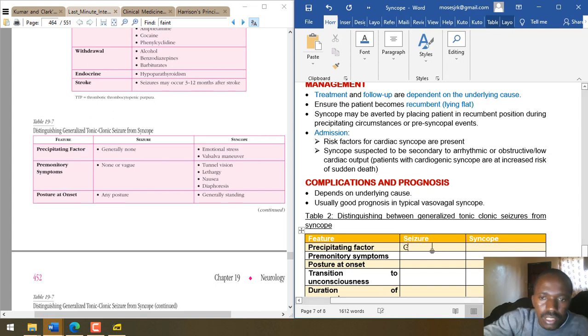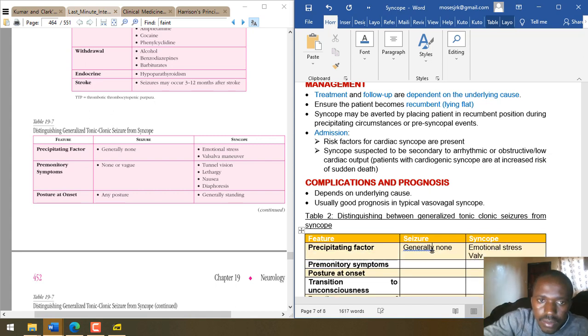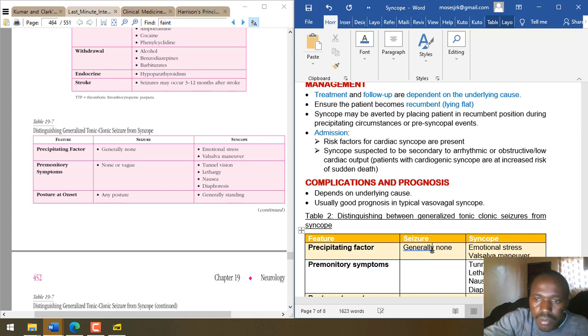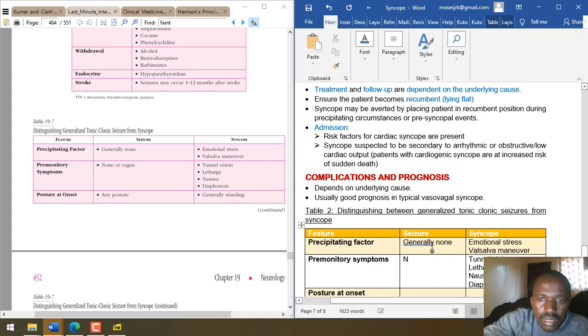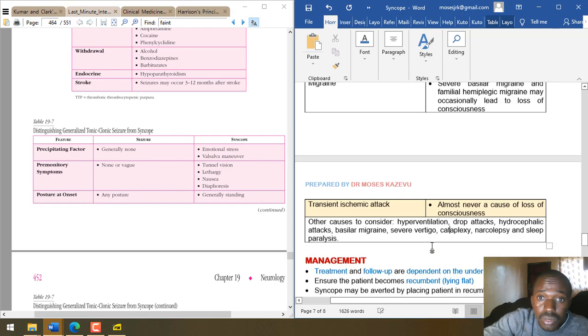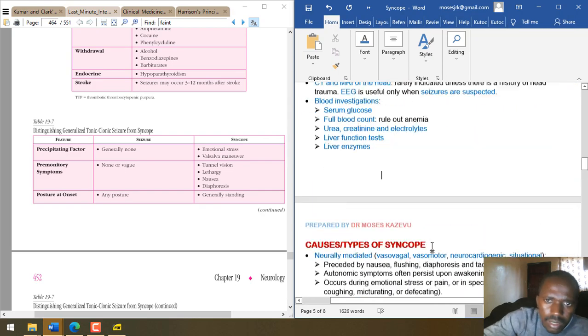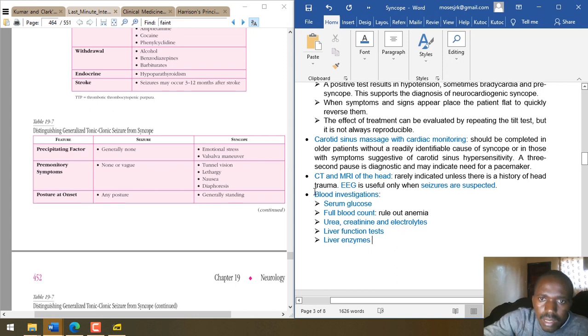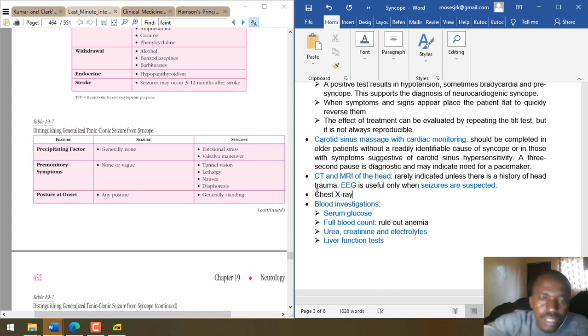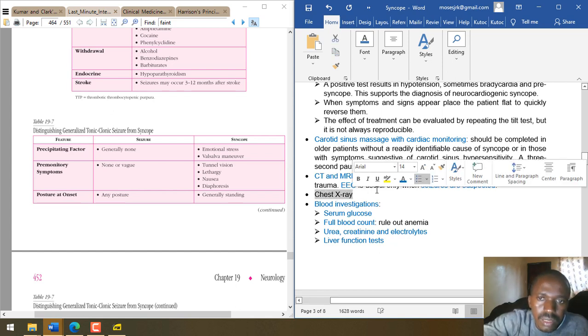So here generally none, there's no precipitating factor. Here, emotional stress, Valsalva maneuver. You may have tunnel vision, lethargy, nausea, diaphoresis. Then none or vague. Which reminds me, also get a chest x-ray if there are some cardiac pathologies. I think that's another important investigation we can do, a chest x-ray, especially for cardiac pathologies.